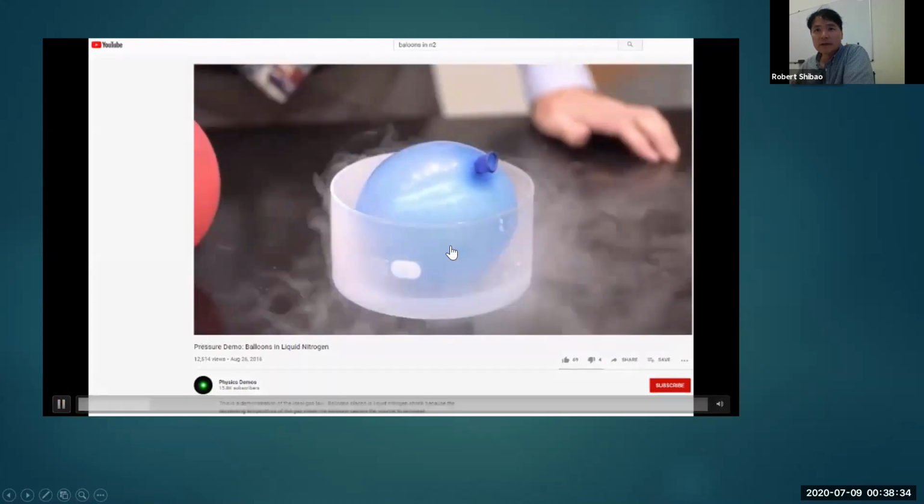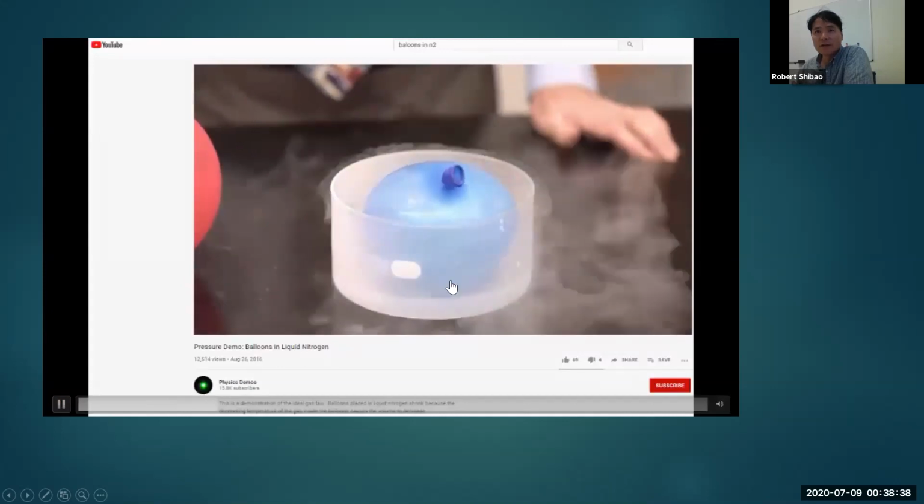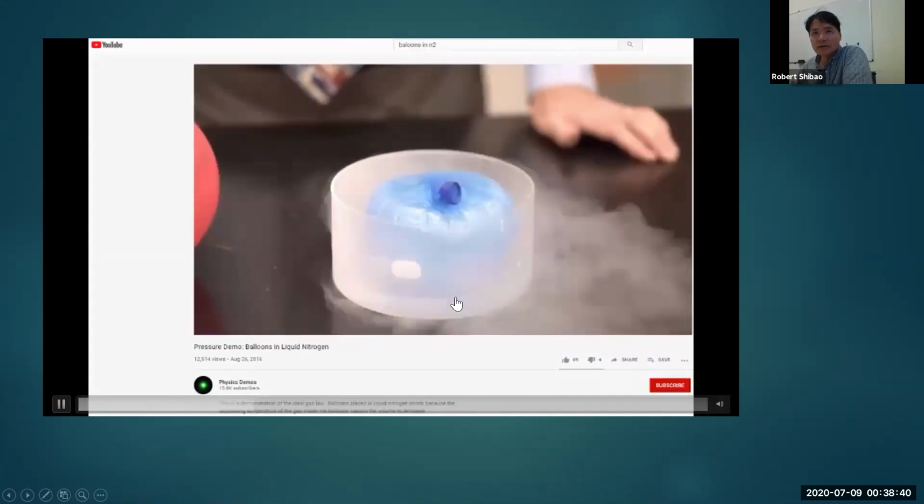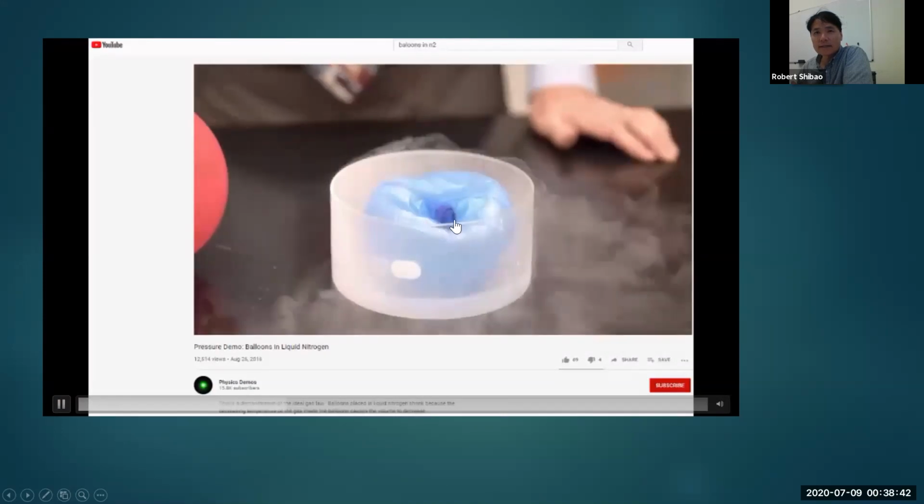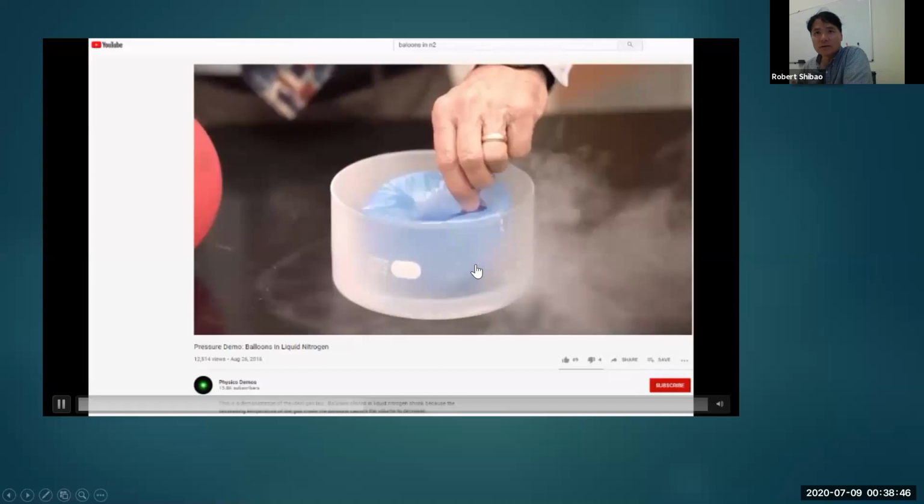So the balloon's being cooled. The gas, this is air in the balloon, is being cooled by the liquid nitrogen. Liquid nitrogen is very cold. And the gas is contracting because of the temperature. It's getting colder and colder, and the volume contracts.